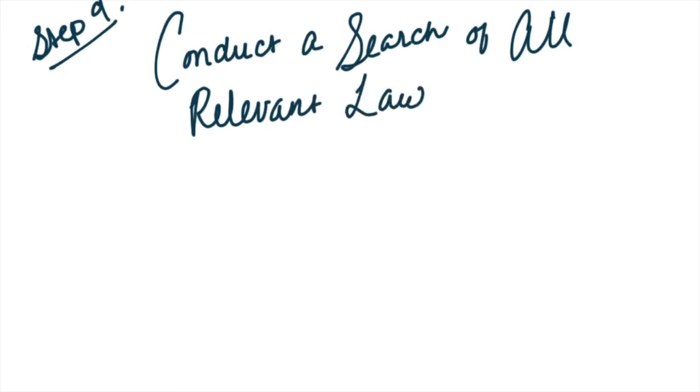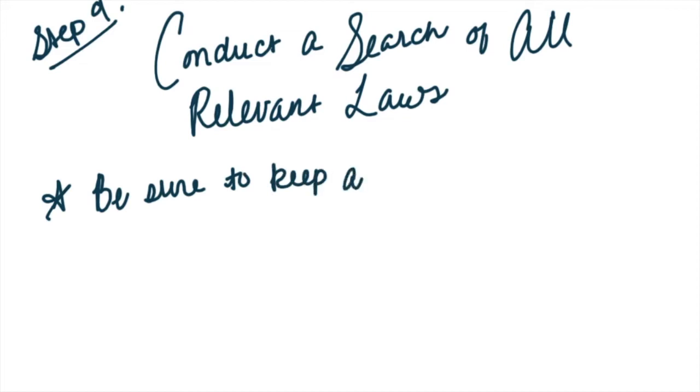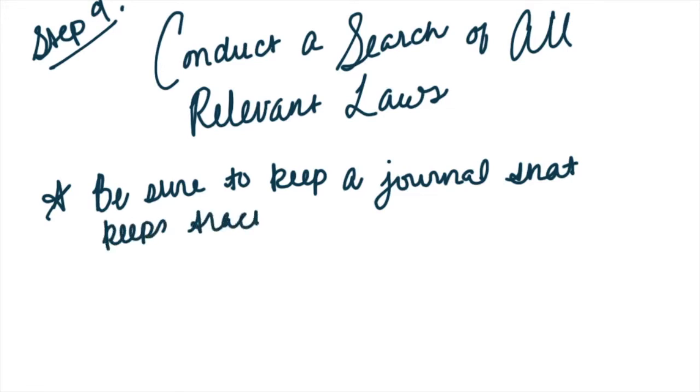So now that you have your code book, you're going to go to step 9, which is to conduct a search of all the relevant laws. Now, you're going to want to make sure that you keep track of what sources you searched and what search terms you used. And you can put that in a journal, because this information is going to be what makes up your methods section.